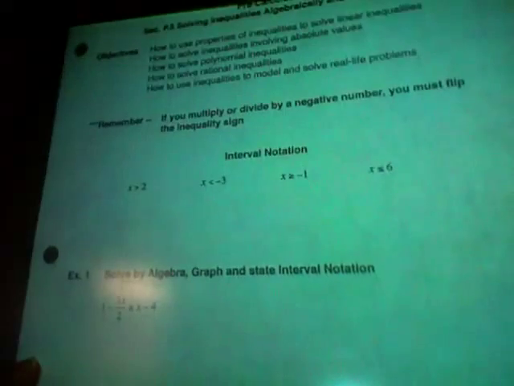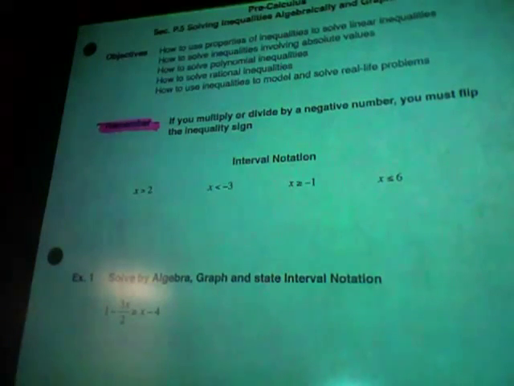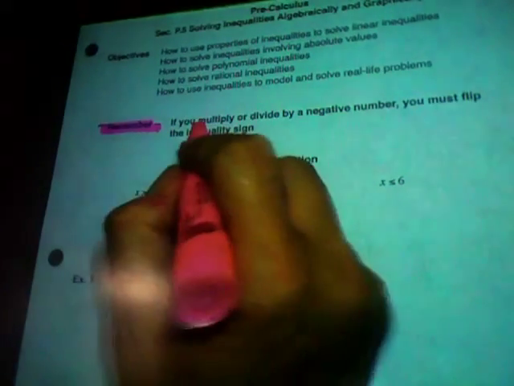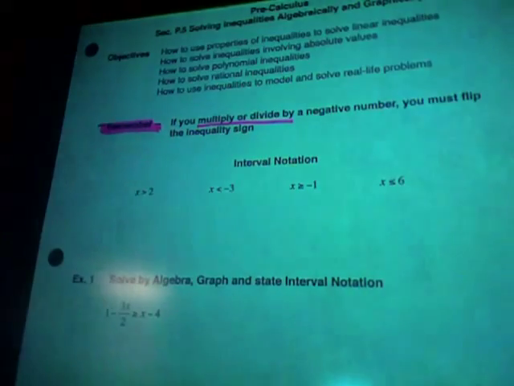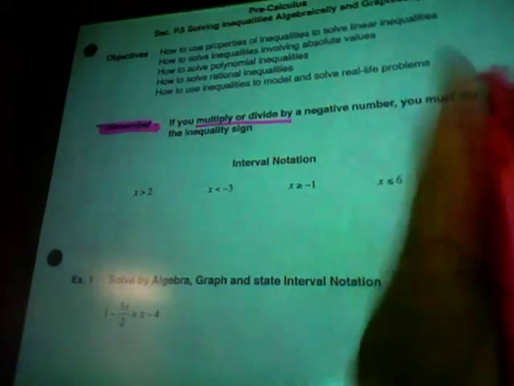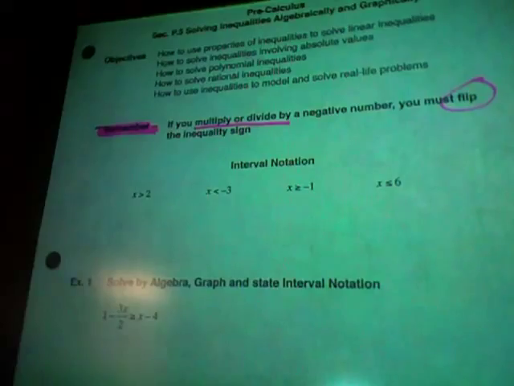So as I look at these, here's what you really need to do with your highlighter. Remember, if you multiply or divide, because it can occur either way, by a negative number, you must flip the inequality sign. And the only other time you flip the inequality sign is if you flip-flop the left and right side of your inequality. You have to play Vanna White and flip the inequality sign also. So that would be the only other time.